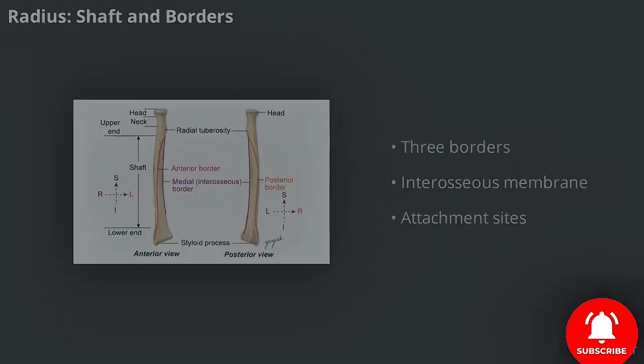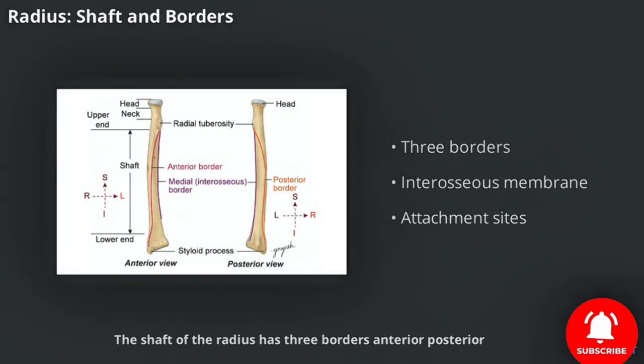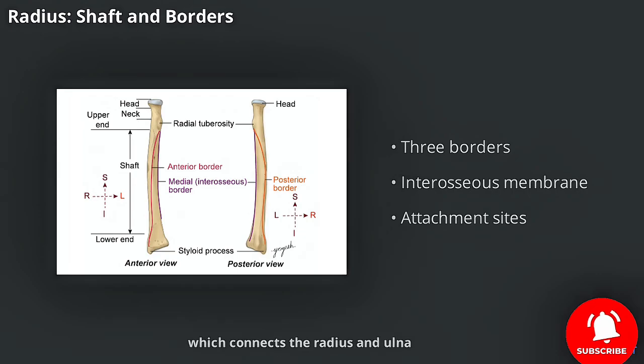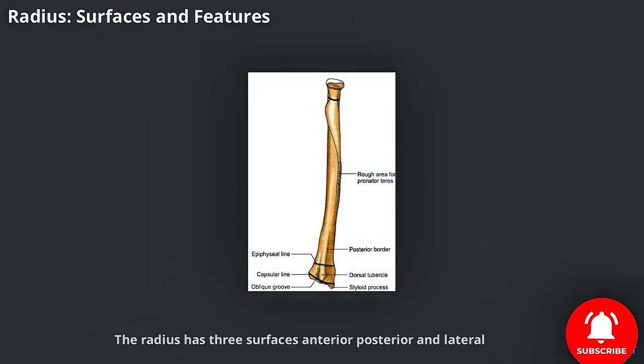The shaft of the radius has three borders: anterior, posterior, and medial interosseous. The anterior border runs from the radial tuberosity to the styloid process, while the posterior border is most distinct in the middle third. The medial border is the sharpest and provides attachment for the interosseous membrane, which connects the radius and ulna.